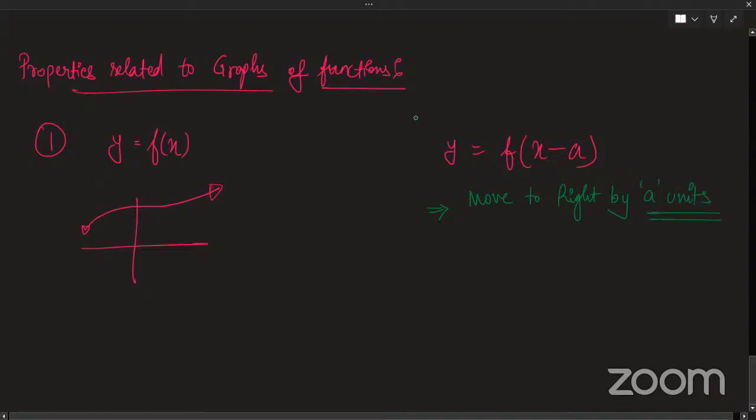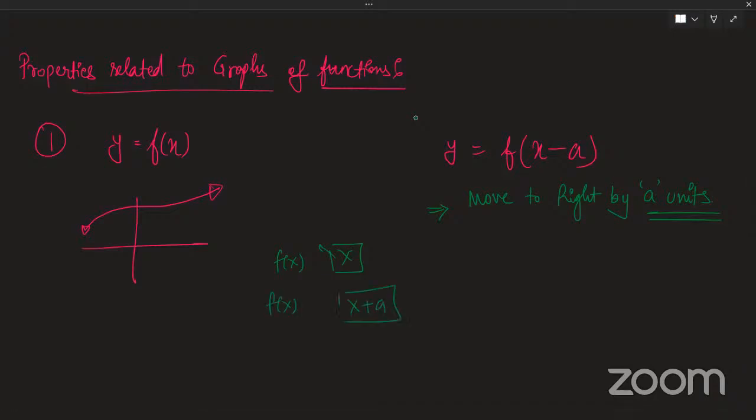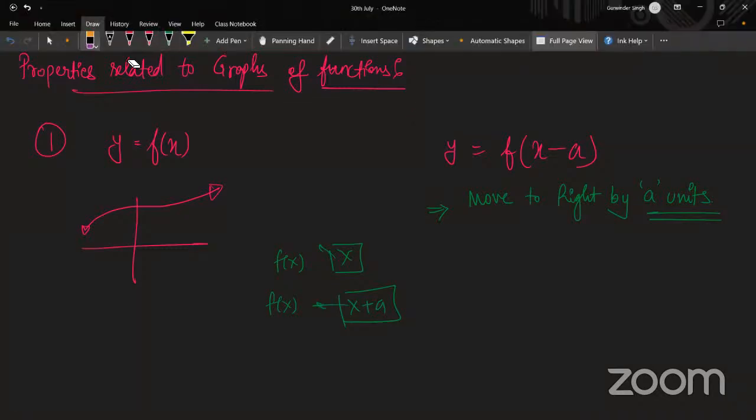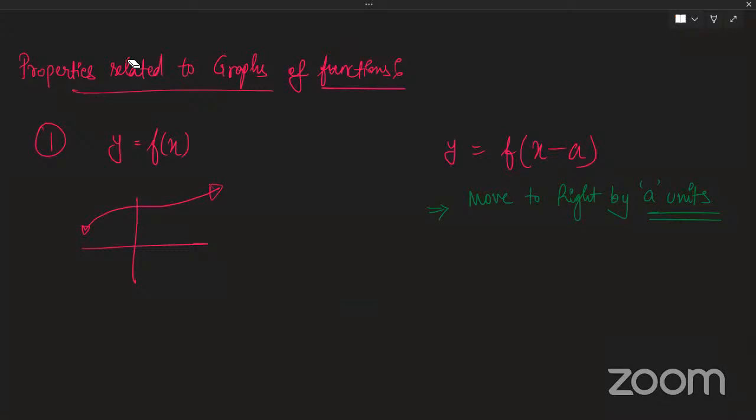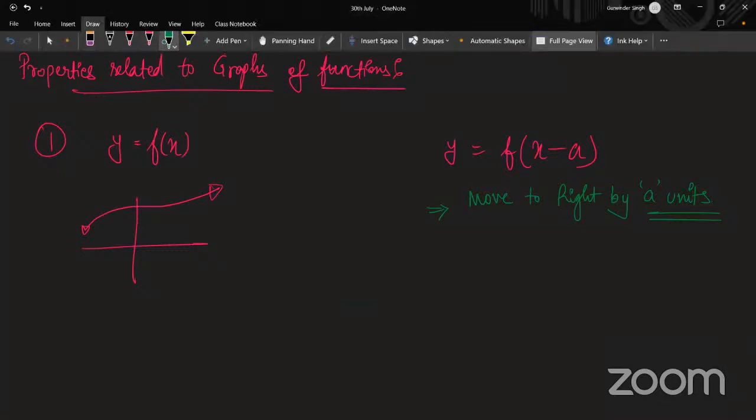See why? It is very easy to think now. Earlier, if you had a value of x, you inputted it, it gave you the value of f of x. Now, if you need the same value of f of x, you will need to put x plus a. Then only you can get the same value of f of x. Earlier, when you were putting x, you got f of x. Now, in order to get the same value f of x, you need to put x plus a here. So my whole curve will move to the right by a units.